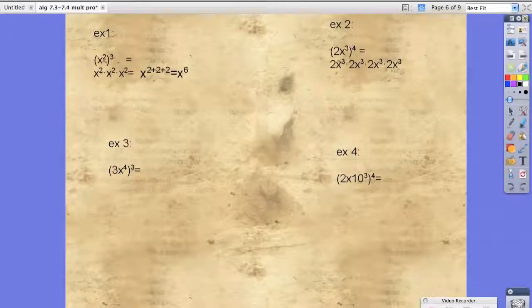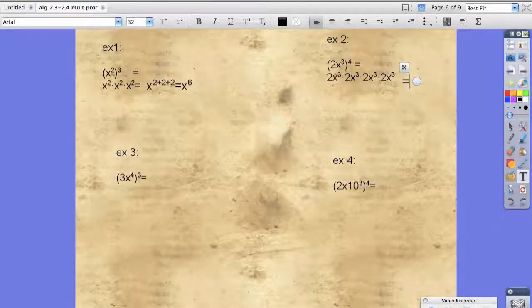Again, you should be thinking shortcuts. How did we get from the second line? How can we simplify it for the first? Example 2, we have that same quantity 4 times. We end up with 2 times 2 times 2 times 2, which is 16. X to the 12th power.